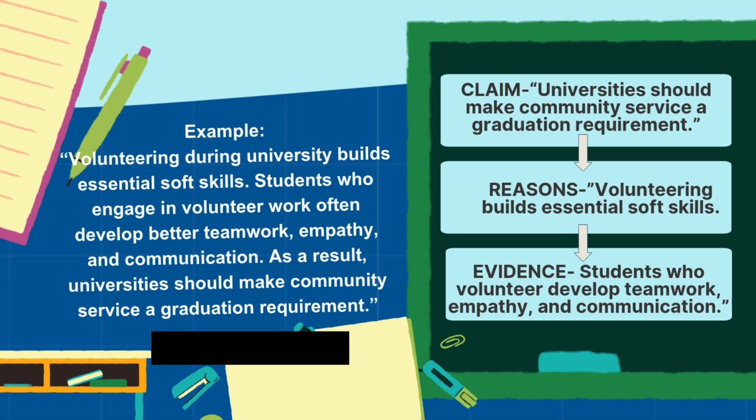We can now map this out visually. Claim, reason, evidence. This helps us understand not only what the writer is arguing, but how they are supporting their viewpoint. Argument mapping is especially useful when you need to analyze a text quickly and clearly.